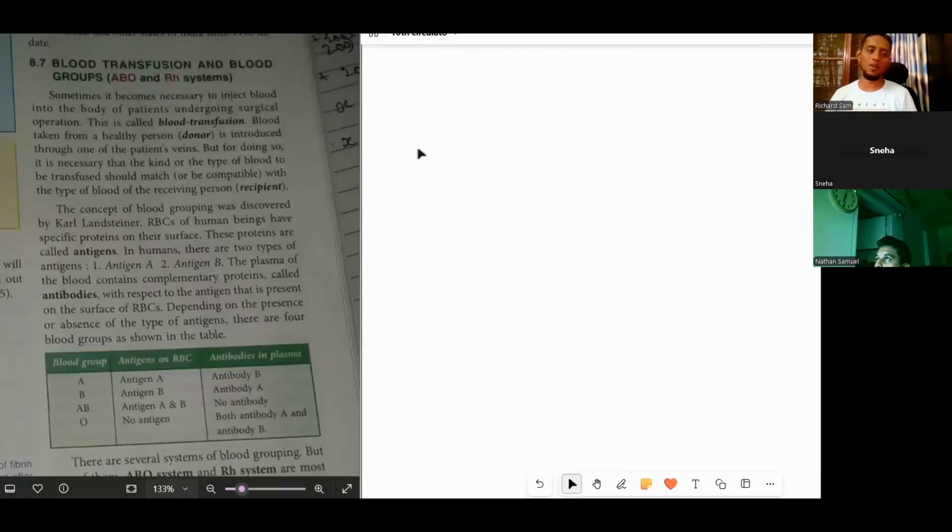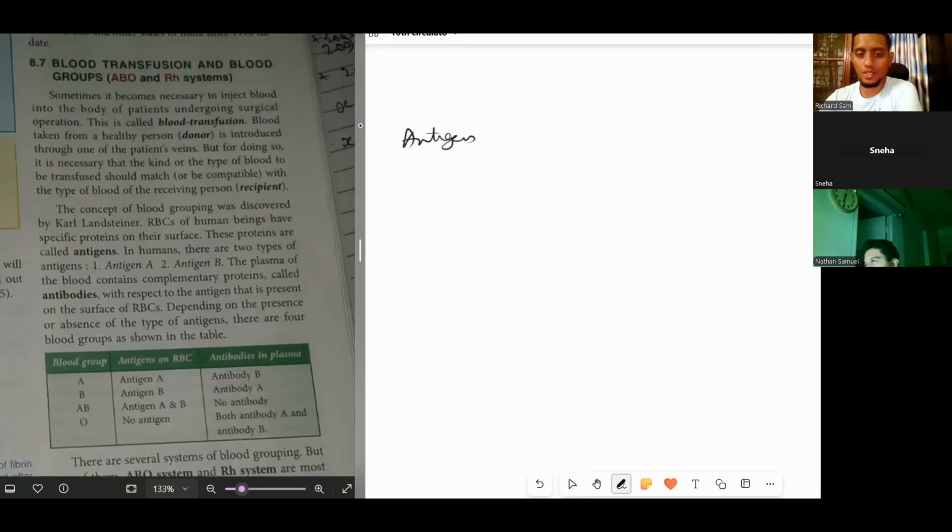Okay. So why all these different blood groups? It's because of certain antigens present on the RBCs. They found three types of antigens in human beings. One is the antigen A. One is the antigen B. And one is the antigen Rh. These are the three antigens that are possible that you can have on your blood.